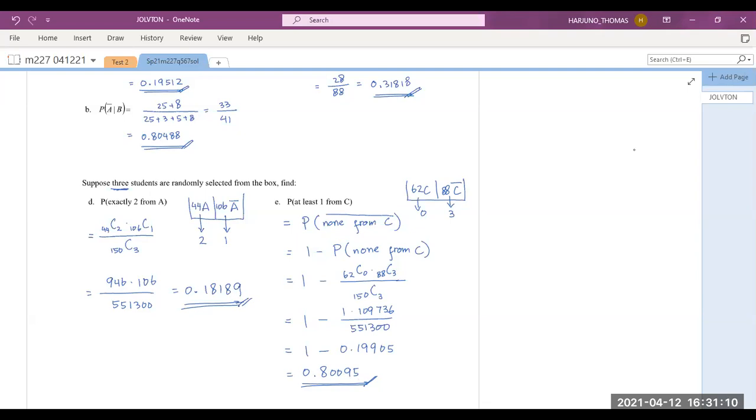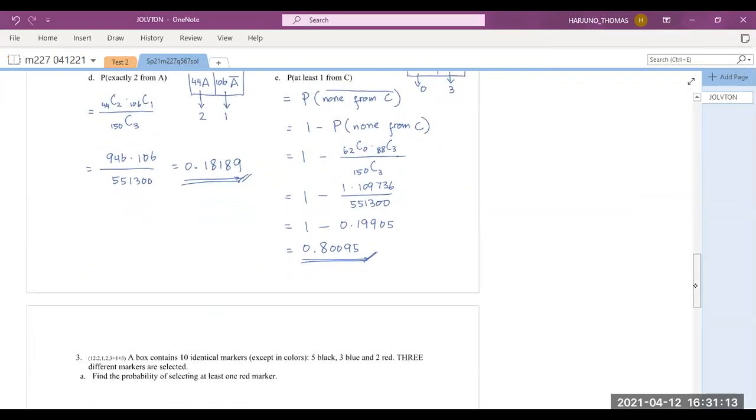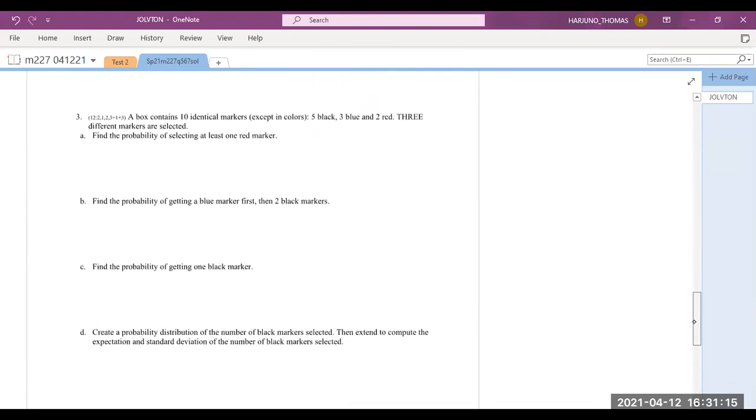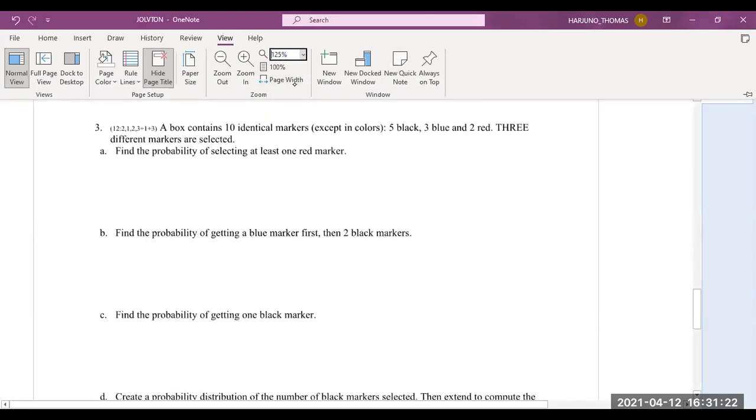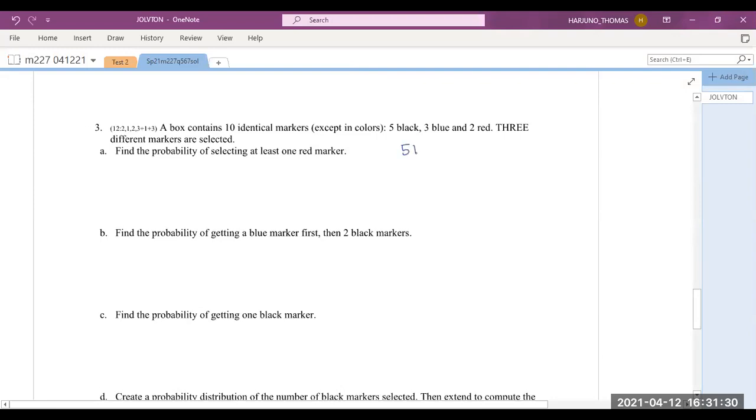Okay, now that's for page two. Let's go on to page three, the hardest one. A box contains 10 identical markers, five black, three blue, and two red. Three different markers are selected. What is the probability of selecting at least one red marker?